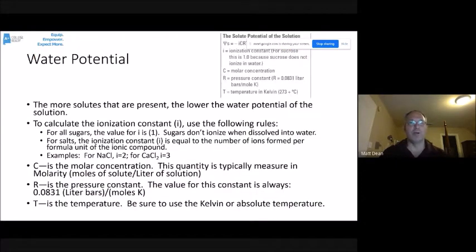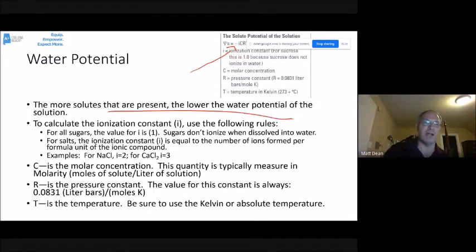So a couple of other important things to remember about water potential. The more solutes that are present, the lower the water potential. And that's because of this negative sign in the formula. Solute potential equals negative iCRT. So more solutes, lower water potential.